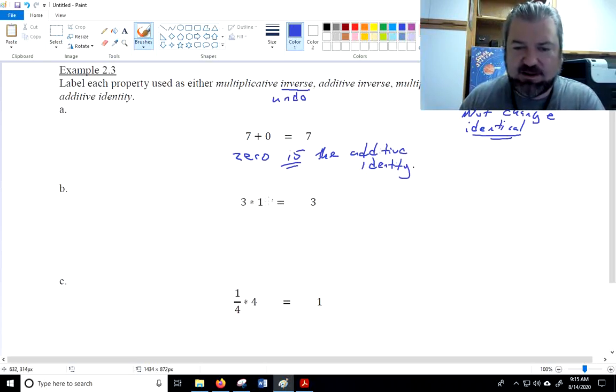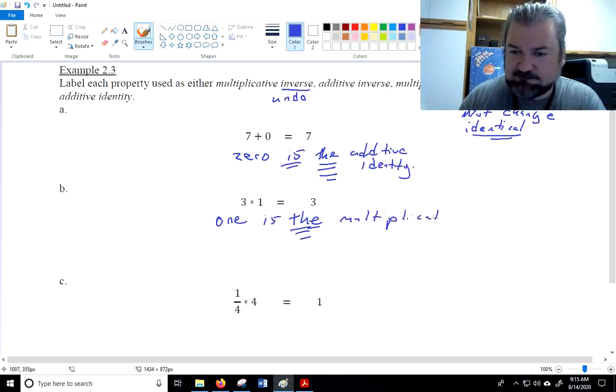3 times 1 is 3. Well, that's, again, an identity. I'm saying 3 stays the same. This time we're using the multiplicative identity. And so the number 1 is the multiplicative identity. There's only one of them.